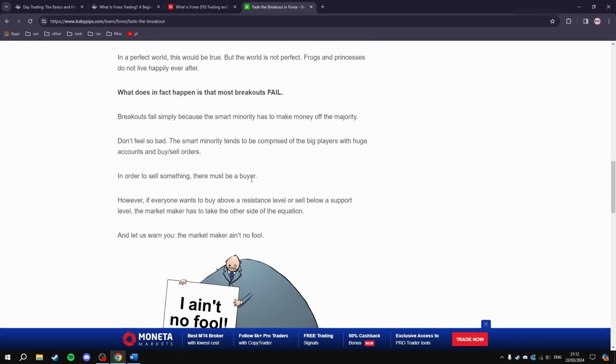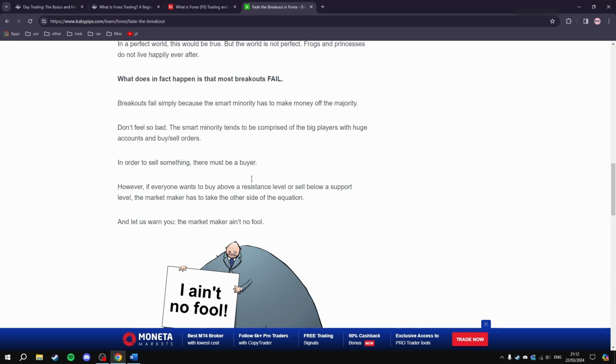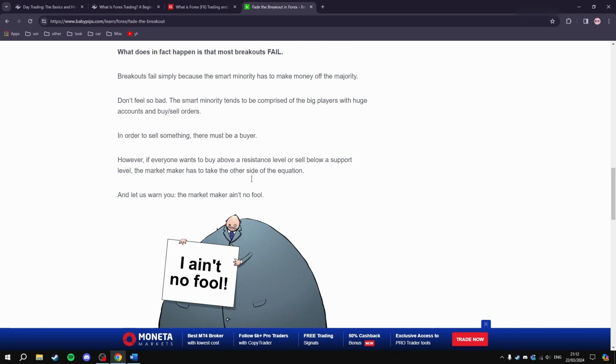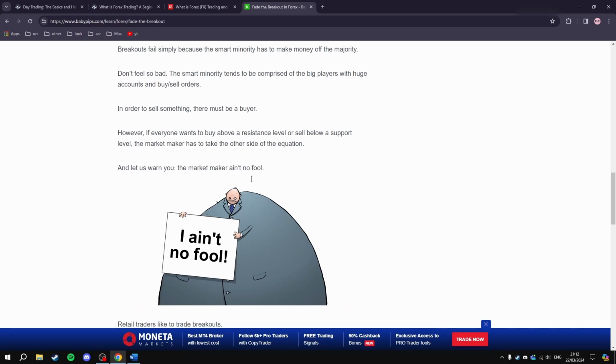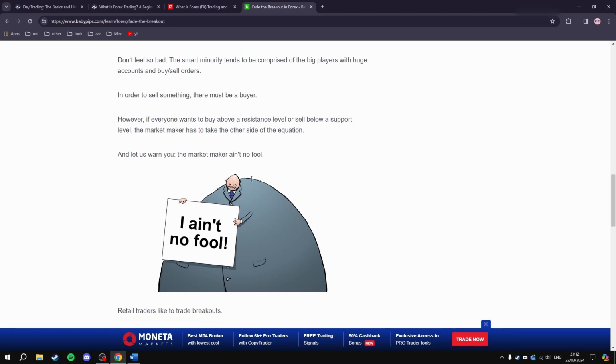In a perfect world, this would be true, but the world is not perfect. Frogs and princesses do not live happily ever after. Oof. What does in fact happen is that most breakouts fail. Breakouts fail simply because a smart minority has to make money off the majority. Don't feel so bad. The smart minority tends to be comprised of the big players with huge accounts and buy-sell orders. In order to sell something, there must be a buyer. Oh, so that means all the normal people are the buyers then.